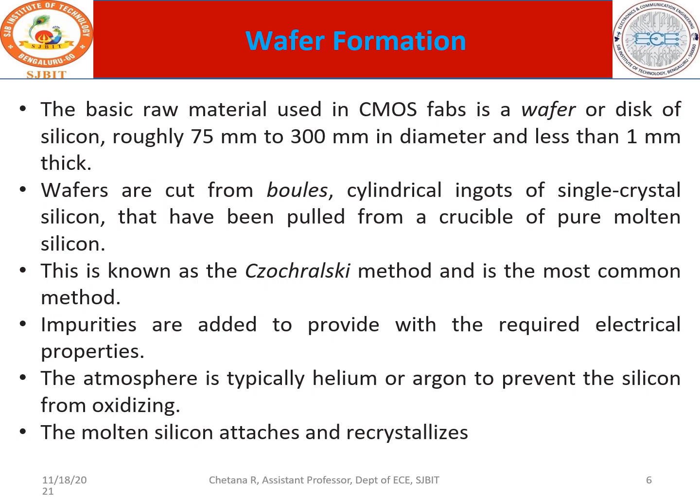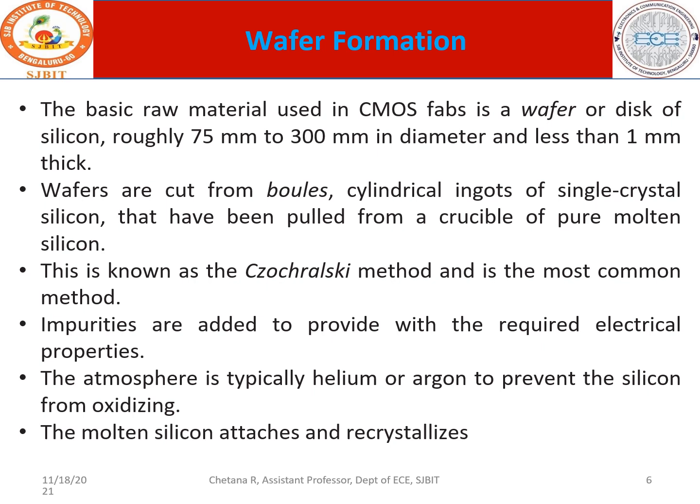We get it in the form of pure molten silicon, and this is created by a method called the Czochralski method, which is the most common method, and impurities are added, and that is how you get the wafer to be p-type or n-type. The atmosphere is typically helium or argon to prevent the silicon from oxidizing.